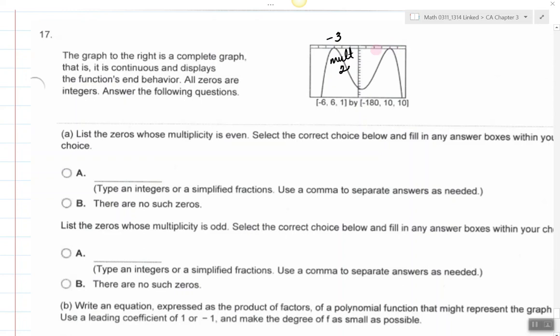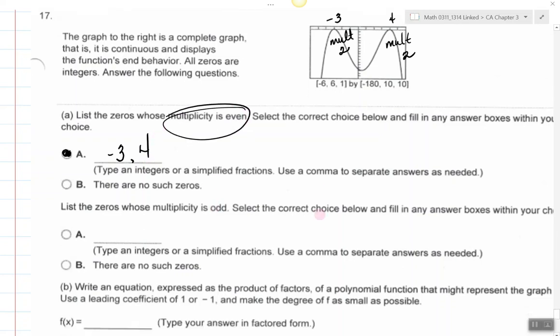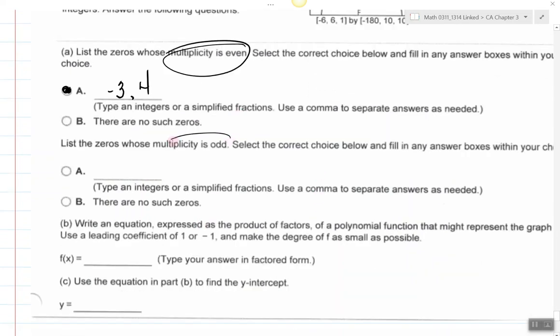Here is positive 1, 2, 3, 4. It also is a multiplicity of 2. Even multiplicities, that's all of them. Negative 3, positive 4. That was even multiplicity. Odd multiplicities, there are none.